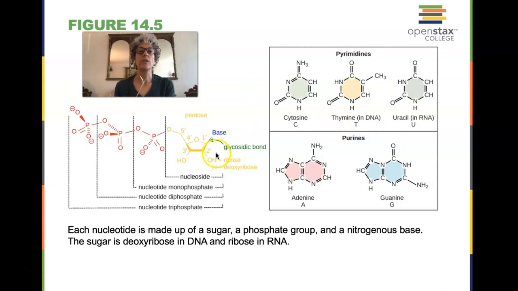The sugar has just one oxygen difference at the 2' carbon position. That's it. And between a thymine and a uracil, the difference is this methyl group. Thymine has a methyl group on the fifth carbon, and uracil just has a hydrogen. DNA is also double-stranded in cells, and RNA is single-stranded in cells.